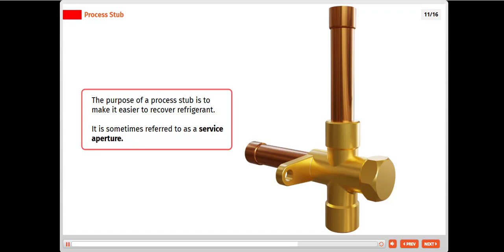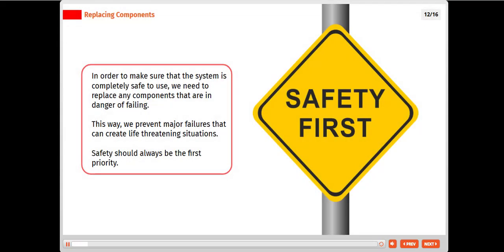In order to make sure that the system is completely safe to use, we need to replace any components that are in danger of failing. This way, we prevent major failures that can create life-threatening situations. Safety should always be the first priority.